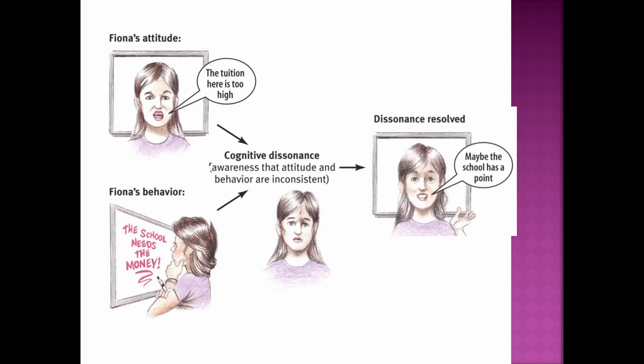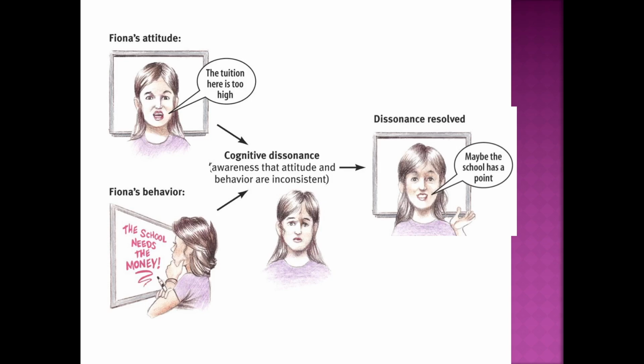So she can soften her attitude because people don't really know to what degree she felt like the tuition was too high. So she could say, my dissonance gets resolved by saying a softened version of my original attitude. Maybe the school has a point. She's not going to say something like, we need to double or triple tuition. She's not going to say something like that.